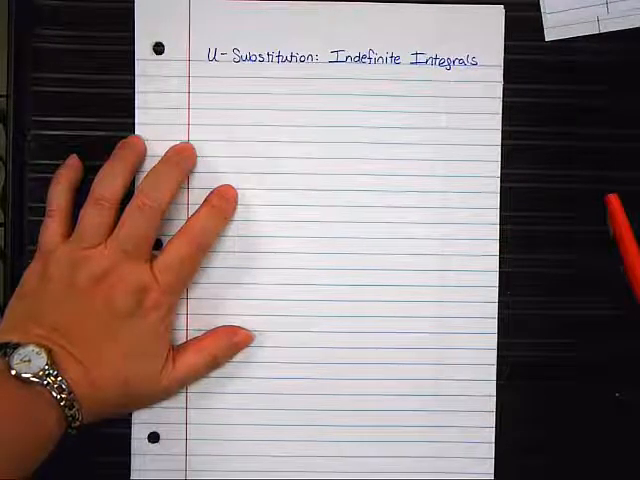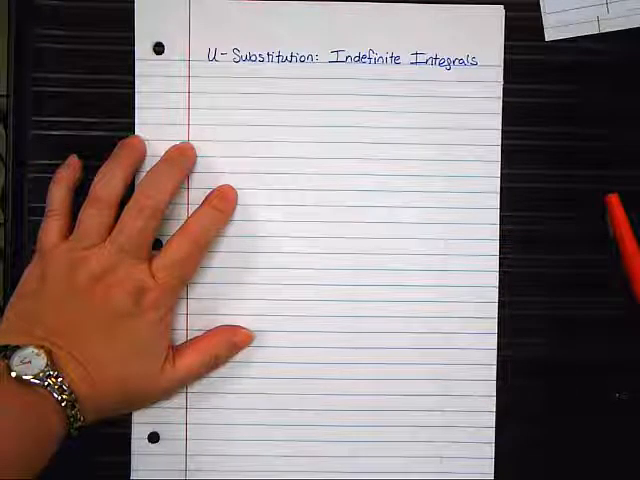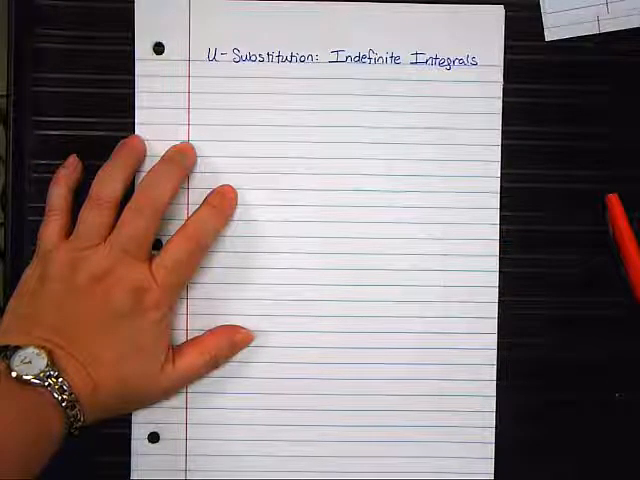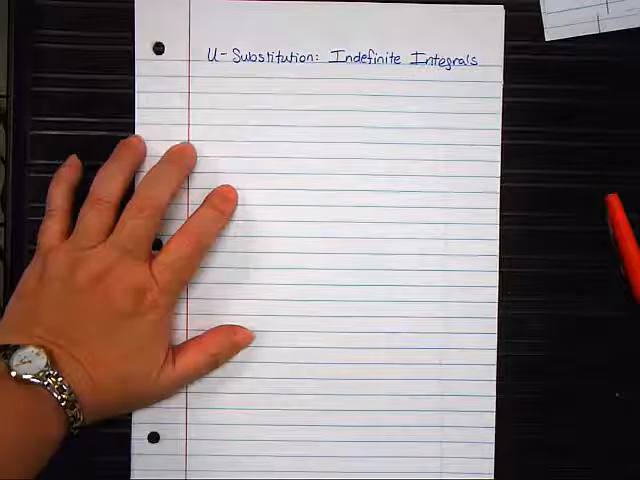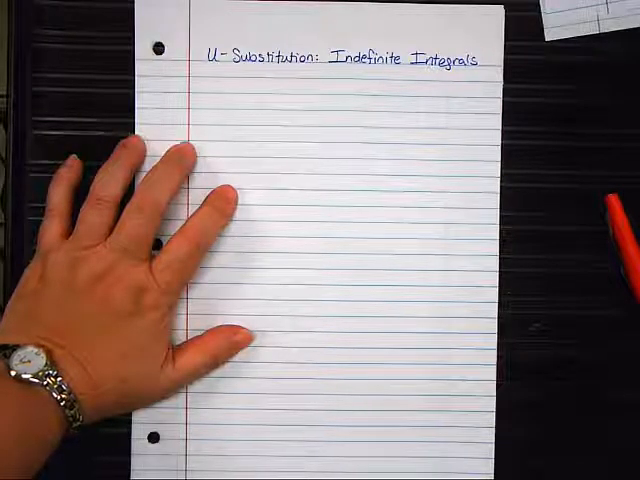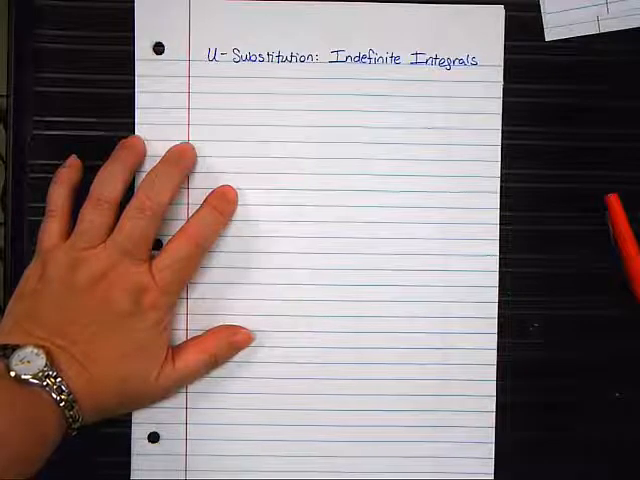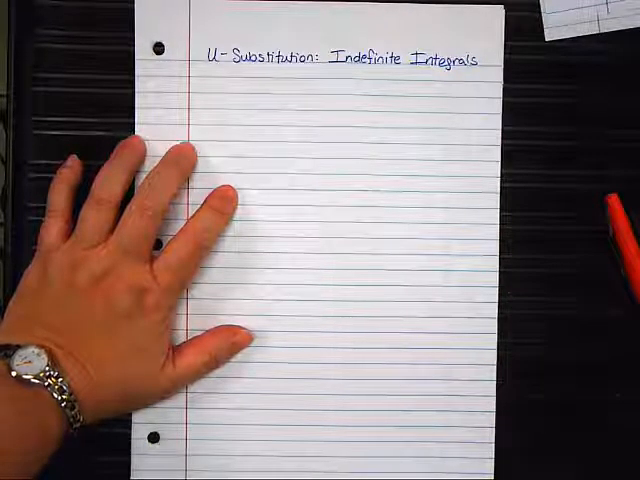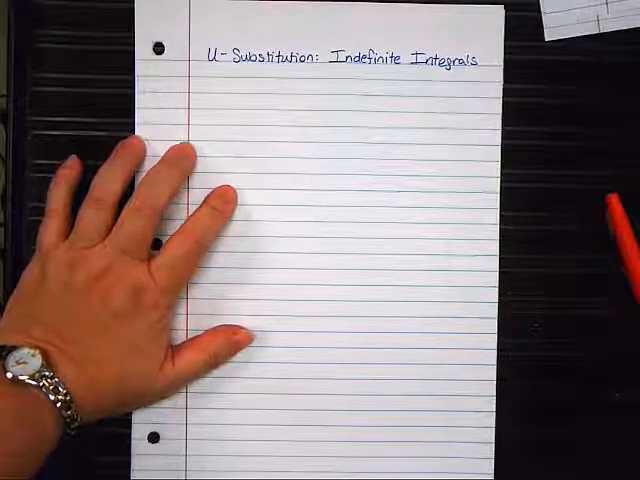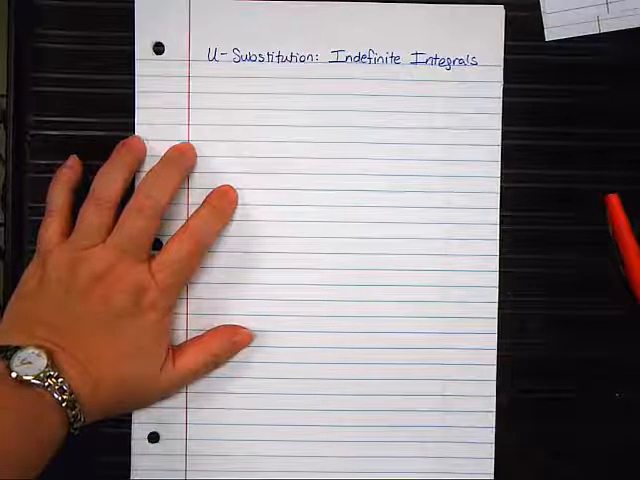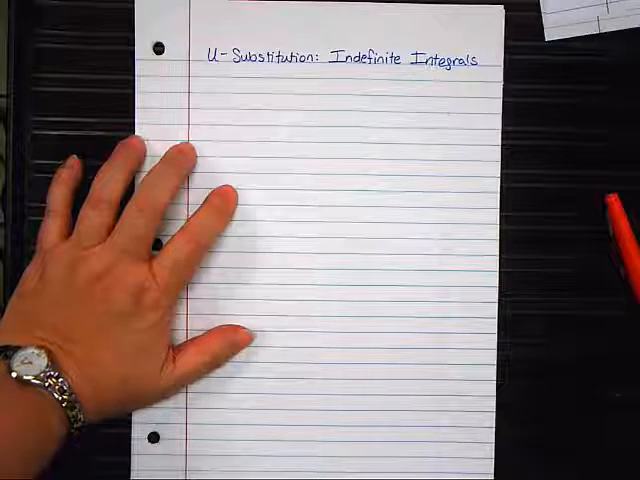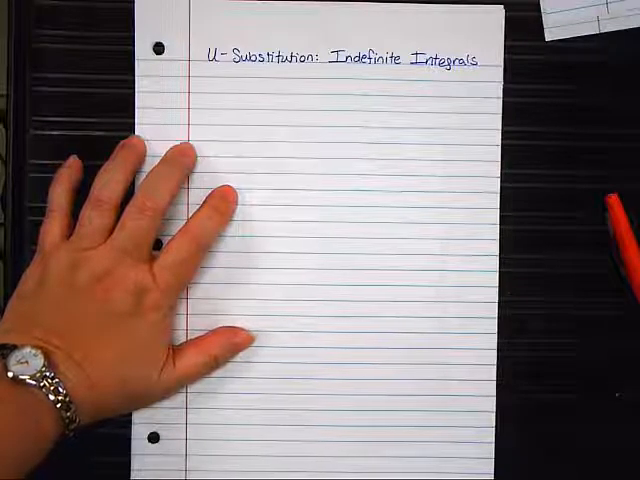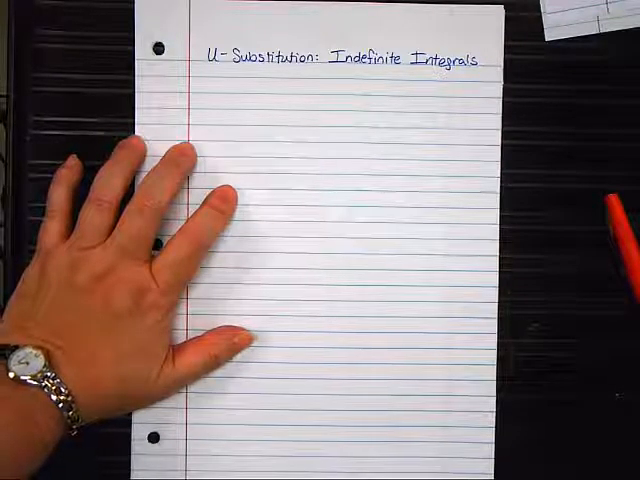Okay? How does the definite integral look? It has the numbers on the end of the integral symbol, the A and the B. And when you do a definite integral, does your answer have X's in it, or is it a number? It's a number. Definite integrals come out to be numbers. Indefinite integrals come out to be equations.